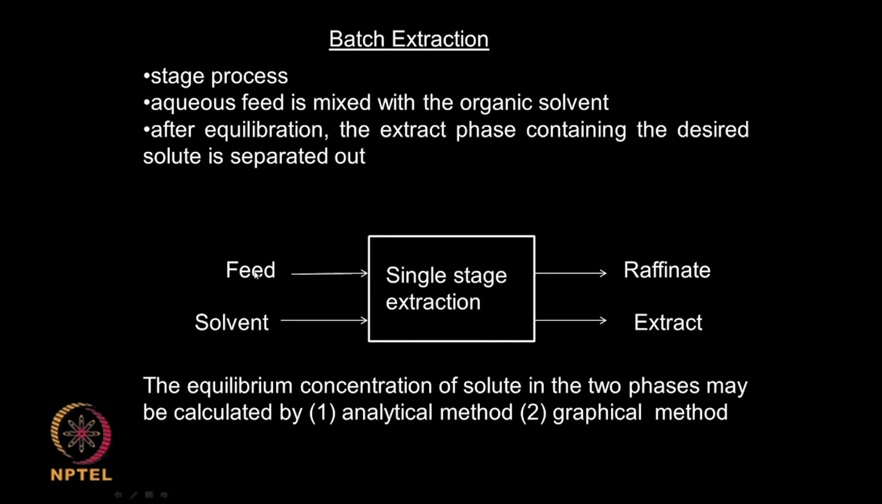In the batch extraction you have the feed and you have the solvent, they get mixed up and an equilibrium takes place. The solute moves from the feed into the solvent because of the high partition or high affinity. Generally the partition coefficients have to be quite high. The raffinate goes out, which will have less solute compared to the feed, and the extract, that is the solvent, will contain a lot of your solute. Now, you can have another stage and so on.